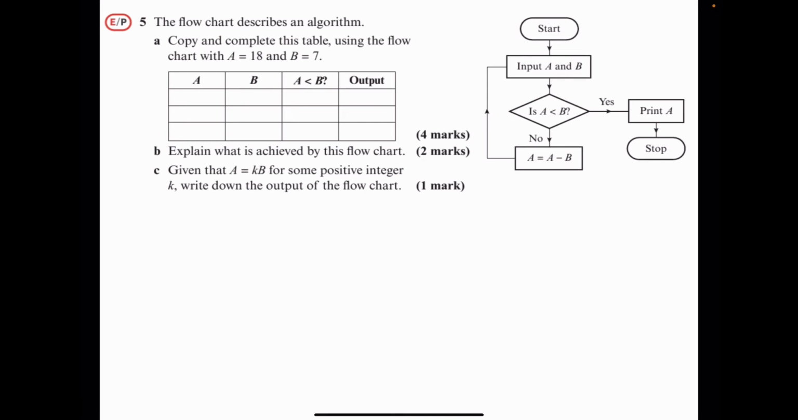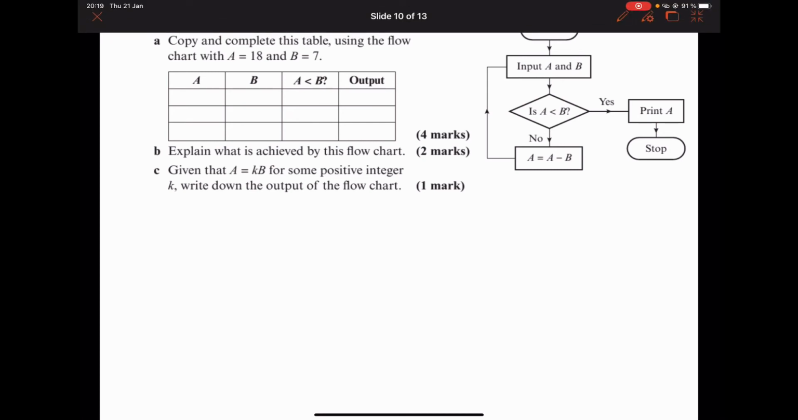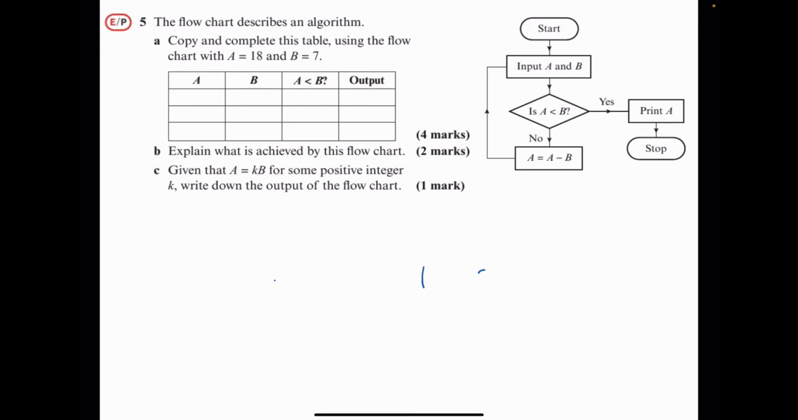So, if you look at question 5, we need to copy and complete this table. I will use this table here. If I need more lines, then I will continue down. Okay, I'm going to use the blue pen. So what do we have? In the algorithm, it says we need to input A and B. So in my case, it's 8 and 7. Question: is A less than B? No. So if it's no, then I'm following this part.